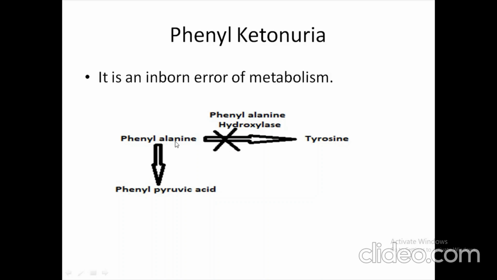Instead, this phenylalanine is converted into phenylpyruvic acid. Now, this phenylpyruvic acid is a toxic compound which accumulates in the brain, damages the nervous system and causes mental retardation. So all these three diseases, sickle cell anemia, thalassemia and phenylketonuria, are autosomal linked recessive disorders.